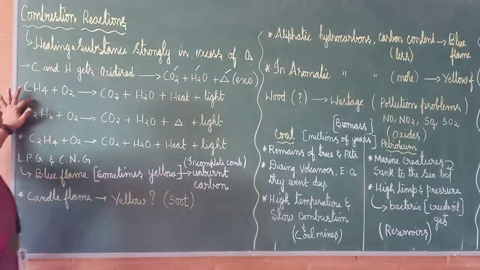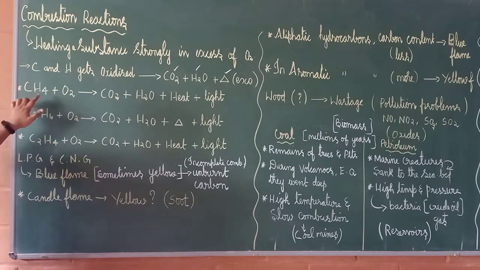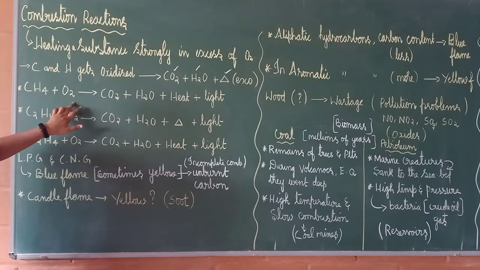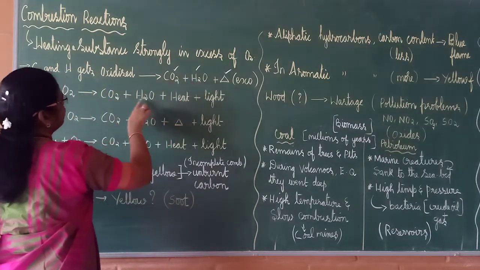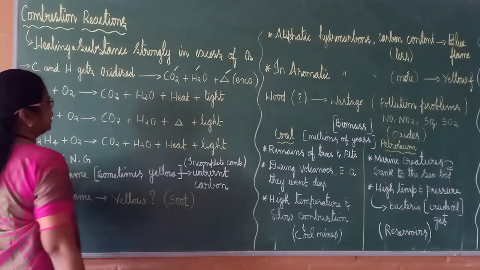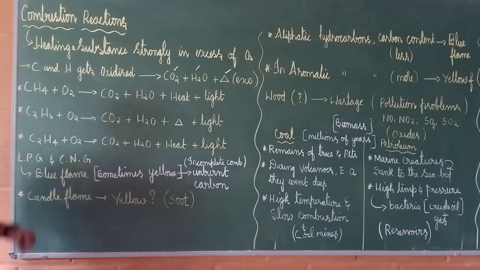Now the first one is CH4. What is CH4? First member of the family. Which family? Alkane family. One carbon. Good. Methane. Methane plus oxygen. When it combines with oxygen, as I said, this is the general formula: carbon dioxide, water plus heat and light. You should balance this and find out how it is happening.